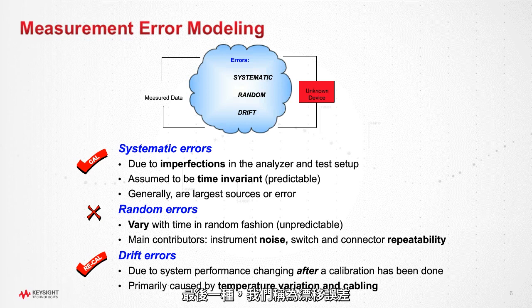The last category of errors is what we call drift errors. These are system changes that happen after calibration, caused mainly by temperature variation and even cabling. I'm going to show you some tips and tricks about using cabling in a way that will minimize drift errors, but you can always recalibrate and take those drift errors away. There are certain things that we can do to avoid those in the first place, and we'll get into that soon.